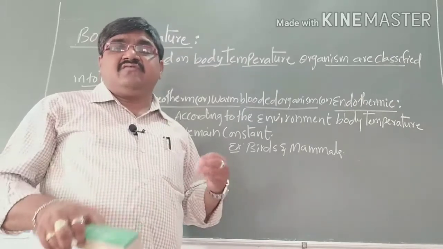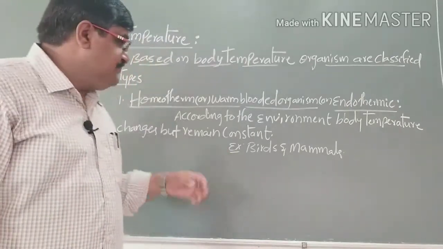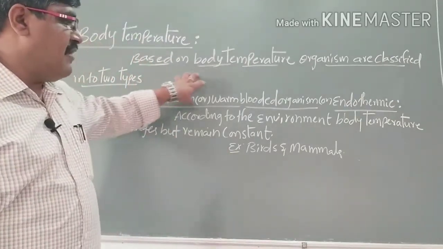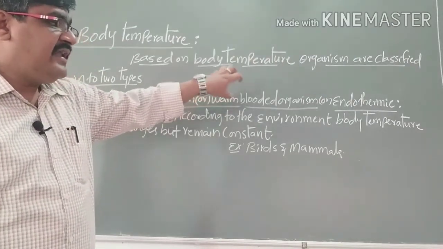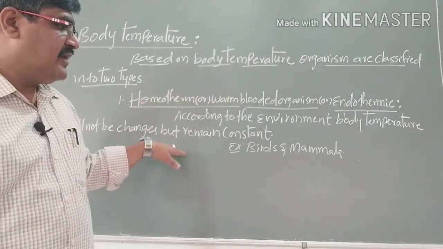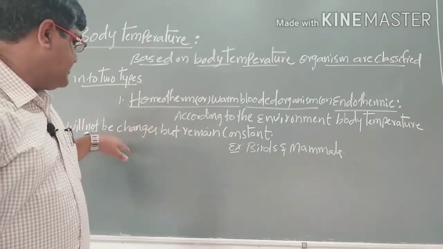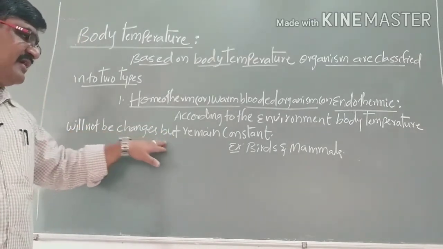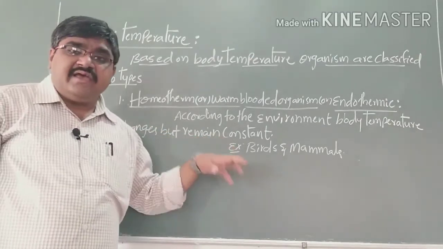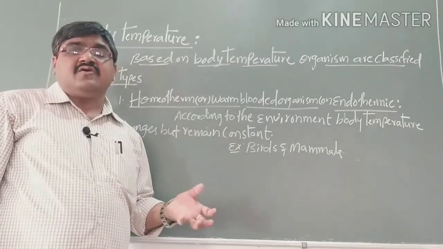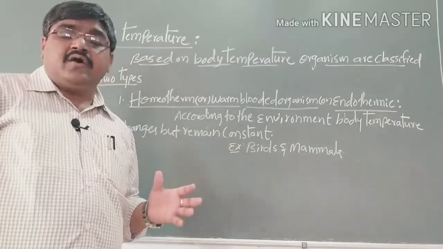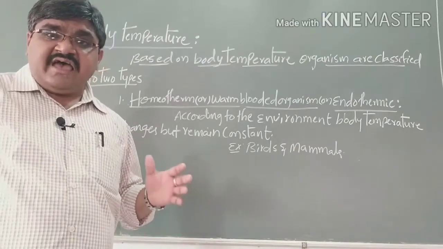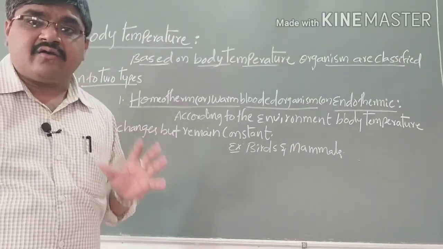So we can call them homeotherms, or warm-blooded organisms, or endotherms, where according to the environment the body temperature will not change but remains constant. So these types of organisms are called warm-blooded organisms, homeotherms, or endothermic organisms.